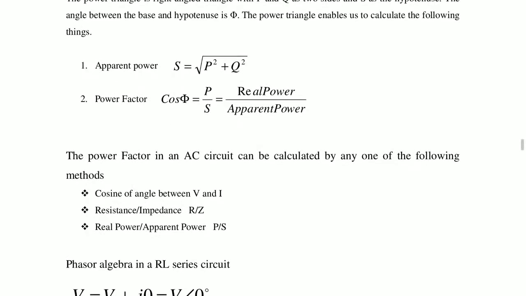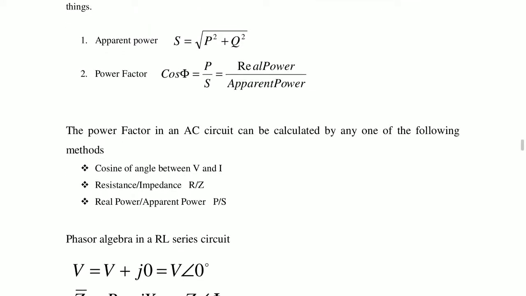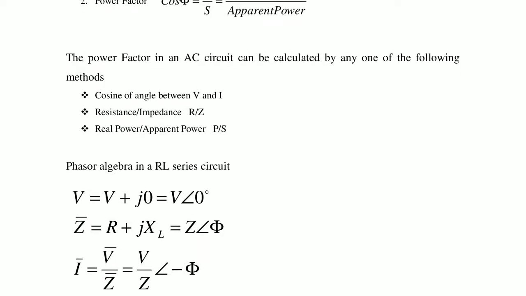So now, phasor algebra in a series circuit. Here the supply voltage V is written as V plus j0, that means V at an angle of 0 degrees. Now the impedance Z bar is nothing but a phasor. Z bar is R plus jXL, which is the rectangular form. Now convert it into polar form: Z at an angle of phi is the polar form.